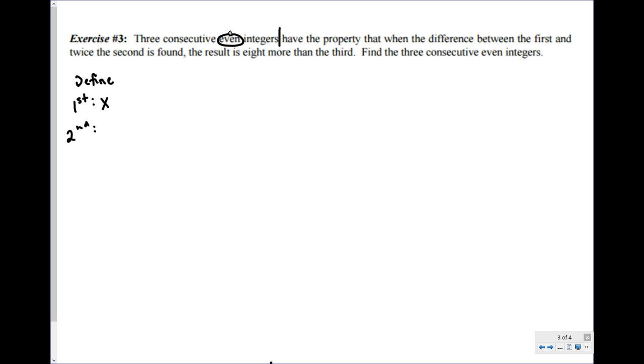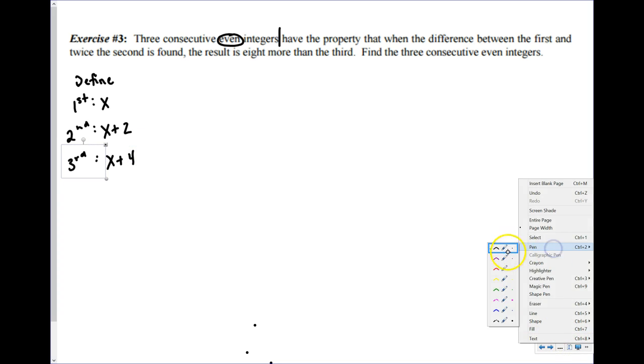Now evens and odds are both separated by 2, so the second one is still x plus 2. Because pretend numbers in. If I start with the number 2, what's my next even? 4. And then 6. What are they separated by each time? 2. So it's always x plus 2, whether it's even or odd. Okay? I'm working with 3 of them, so I'll need a third one, and that's going to be x plus 4. Okay? Now I can keep going with the problem.